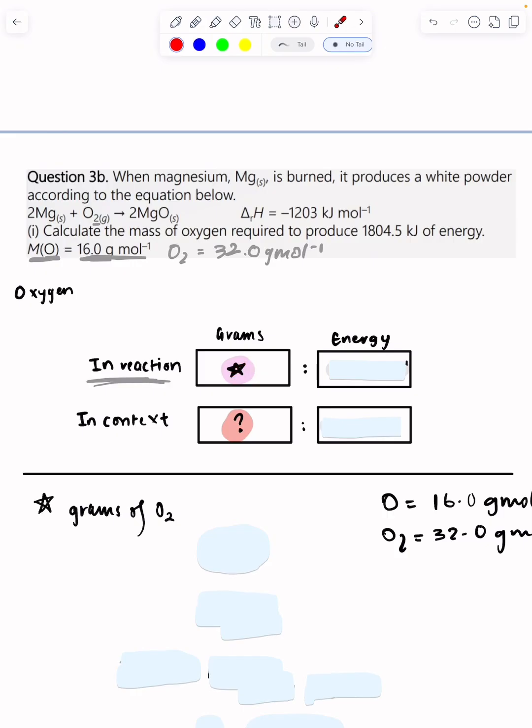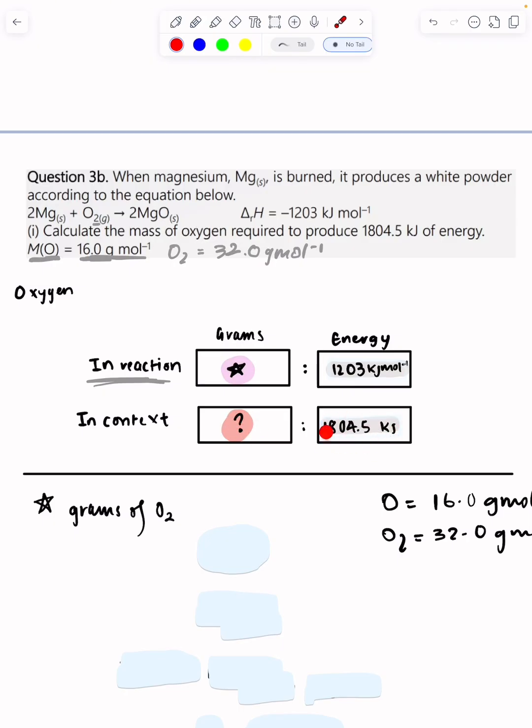So I've made this bit a star. The energy that this oxygen in the reaction is producing is this much over here. Because of the negative sign, we know it's exothermic. It's releasing this much energy, 1,203. So the question is asking how many grams would release this much energy.